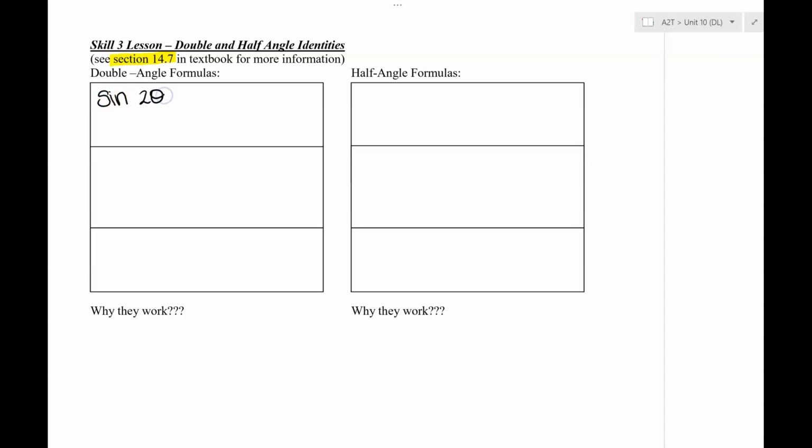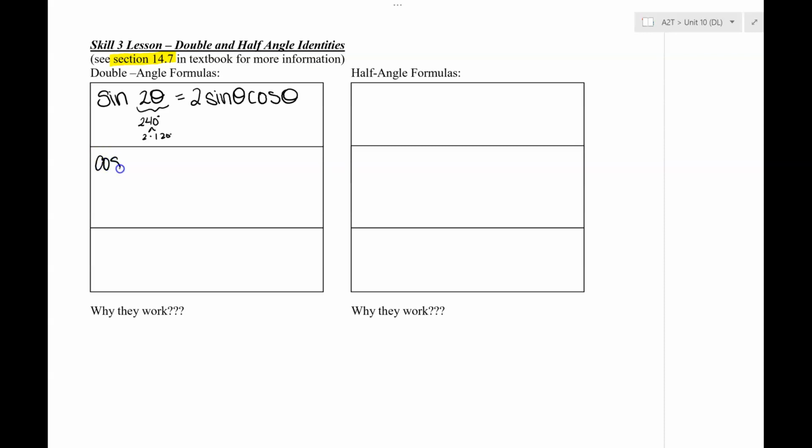Sine double angle is equal to 2 sine theta cosine theta. What I mean by double angle is, let's say we're trying to calculate 240 degrees, we would break that to be 2 times 120. It's a double angle, 120 plus 120. So sine of 2 theta.